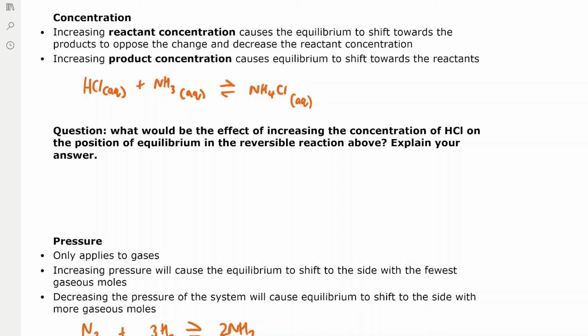So for example, we've got HCl aqueous reacting with ammonia, forming ammonium chloride. The question is, what would be the effect of increasing the concentration of HCl, which is a reactant, on the position of equilibrium in the reversible reaction above? Explain your answer. If we increase the concentration of HCl, we increase the reactant concentration. So the equilibrium is going to shift in the opposite direction, to the right, towards the products, because this is going to oppose the change and increase the concentration of the products and decrease the concentration of the reactants.